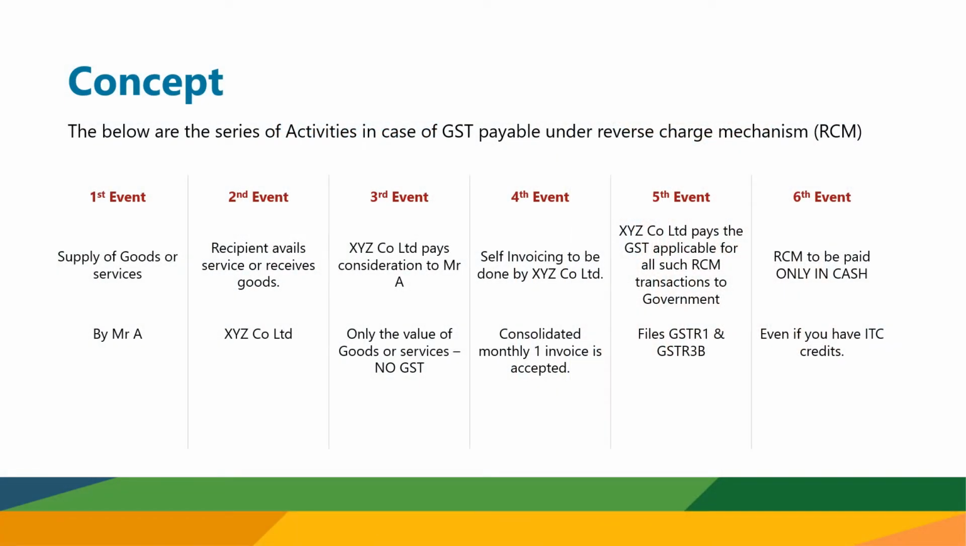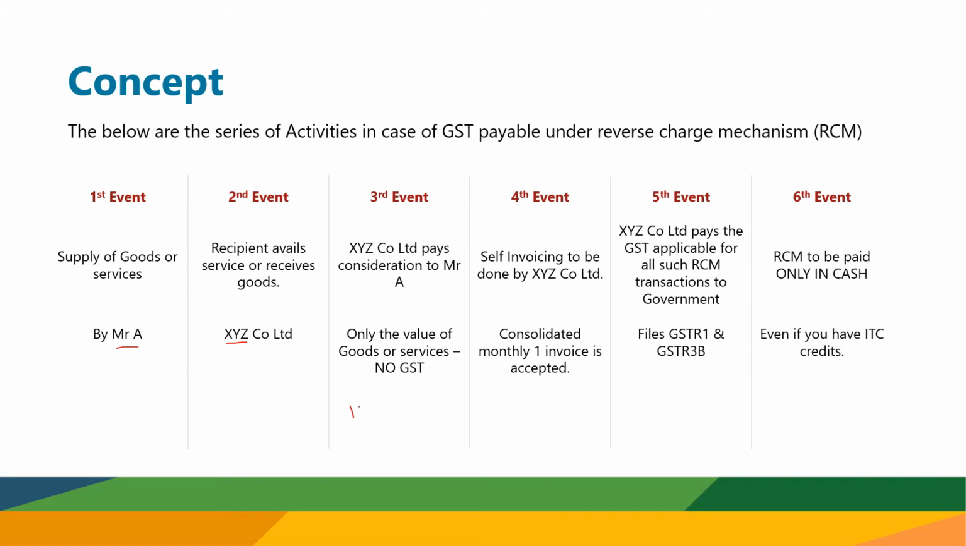So the main concept is first event. We'll go by event after event. One is supply of goods or services. Let us say, for example, Mr. A supplies goods or services to XYZ company, and the recipient avails these services or receives goods. Then the third event being XYZ company pays consideration to Mr. A. So here only the value of goods or services, there is no GST involved.